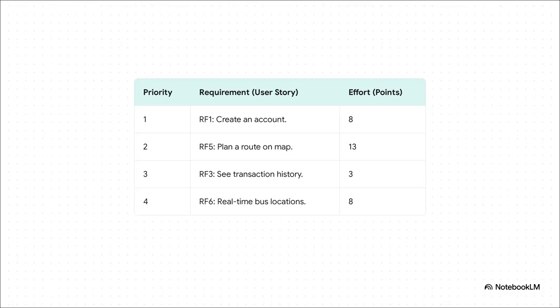First up is the product backlog. This is the master wish list for the entire product. Everything the team might ever work on lives here, and it's all prioritized. And check out how the requirements are written, as user stories. As a user, I want to do this. It keeps the focus on the people using the product. That effort column? That's just the team's rough guess on how big a job each item is.